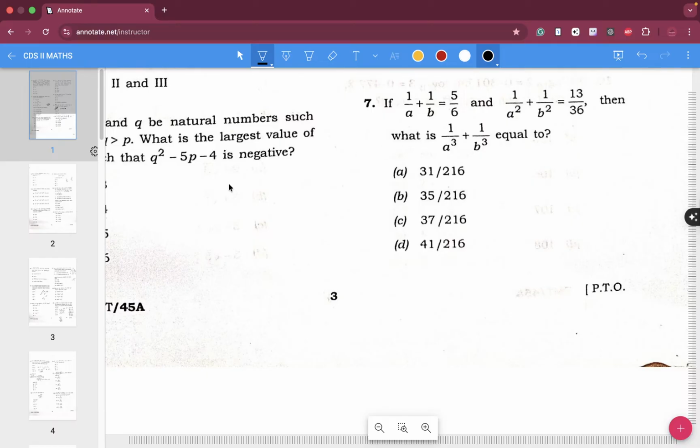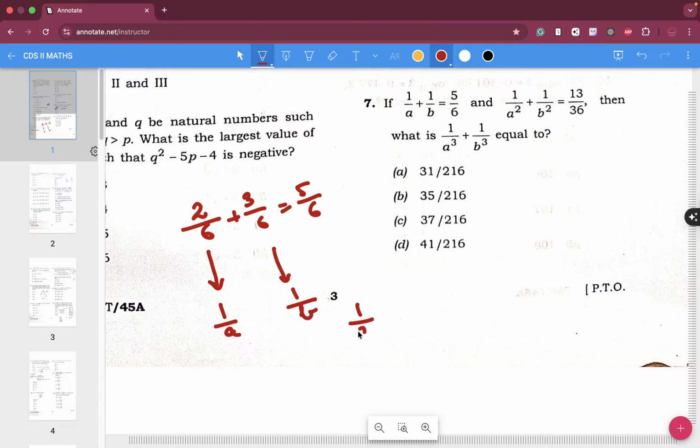Now moving on to question number 7 over here, it is saying 1 by a plus 1 by b is equal to 5 by 6. Okay, 1 by a plus 1 by b is equal to 5 by 6. Okay, right? So can I write something like 2 by 6 plus 3 by 6 is equal to 5 by 6? Can I write something like that? Okay, which means this value is comparable to 1 by a, and this value is comparable to 1 by b. Okay, which means 1 by a is equal to 2 by 6, right? Isn't it? Okay, right? Which means a value is equal to how much? The value of a is equal to how much? Okay, right? The value of a is equal to 3 in that case, right? And similarly in that case over here, the value of b, right?